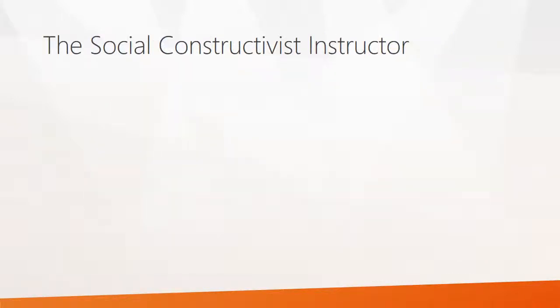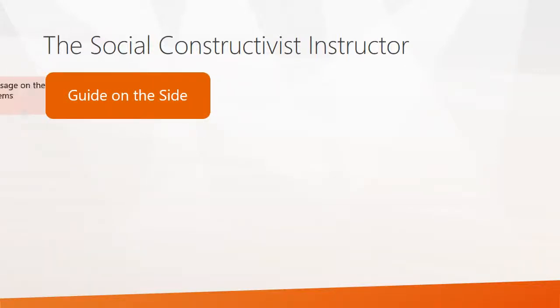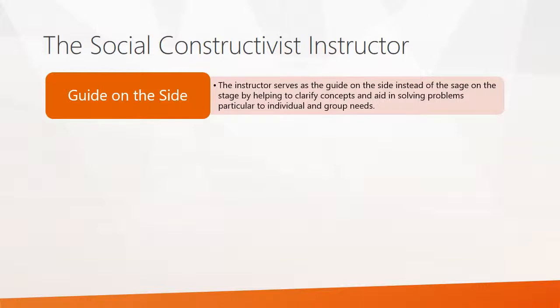So, in short, what is the role of the social constructivist instructor? As I've mentioned in the previous slides, it's about being the guide on the side. The guide on the side means simply that the instructor serves as the guide on the side and is there to help clarify concepts and aid in solving problems for a particular individual or for a particular group.